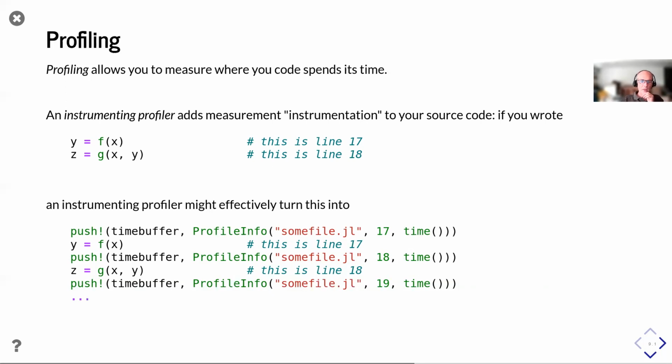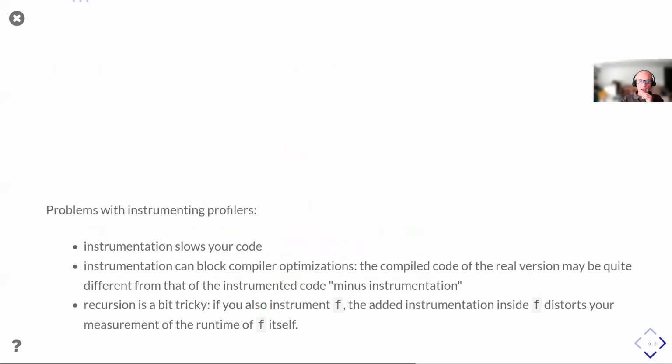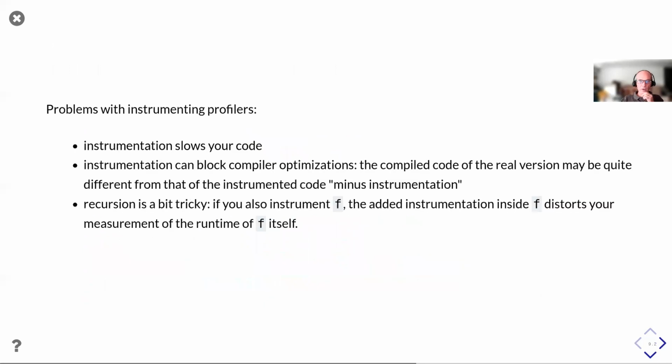Now, this seems like a very nice, very direct way of measuring time, and there are quite a few profilers that work this way. However, I think it's come to be appreciated that these instrumenting profilers have quite a few disadvantages. One that might be fairly obvious is that instrumentation will slow your code down. If you're having to store extra data between every single function call you make, then of course that may slow your code down some.